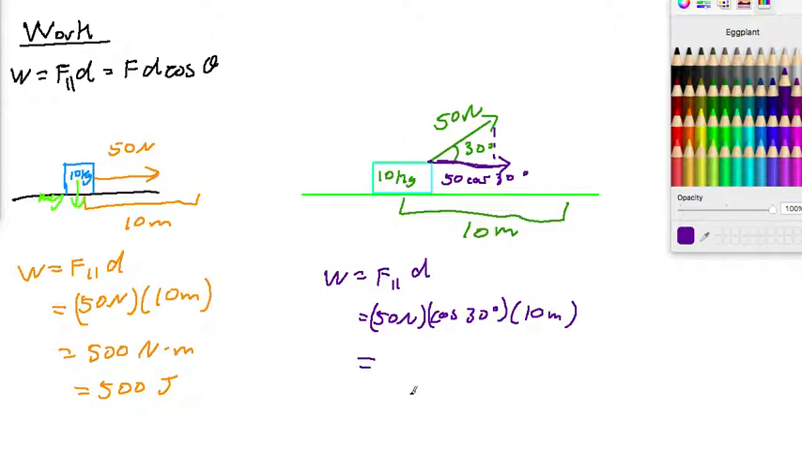Now you put that in the calculator and you end up having 433 joules. So you did a lot less work over the x-axis because you were also doing some work over the y-axis, and that would have been 50 sine 30 degrees. So you were actually wasting energy as you were pulling it up, because you were trying to move it in two directions.